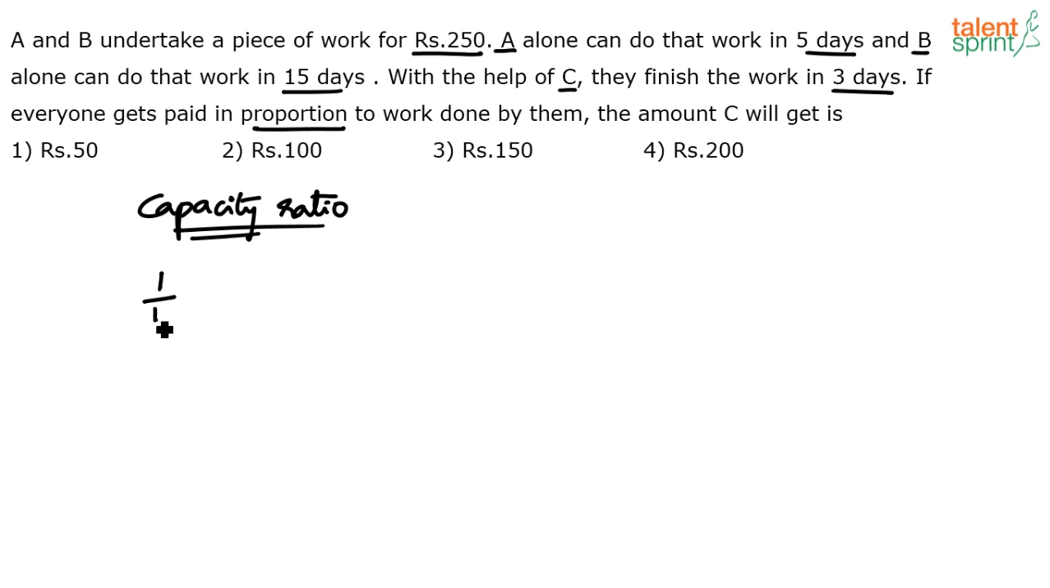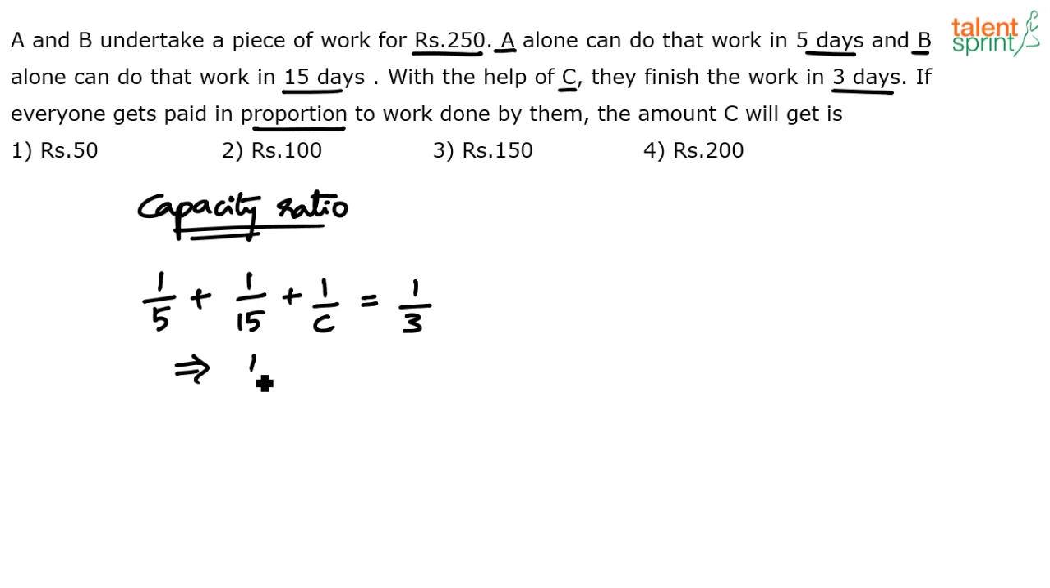Now A's capacity is 1 by 5. B's capacity is 1 by 15. Let's assume C's capacity is 1 by C. Their total capacity is 1 by 3. The fact that they can finish the work in 3 days means the total capacity is 1 by 3. A's capacity is 1 by 5, B's capacity is 1 by 15. What is C's capacity? Try to find out C's capacity from this.